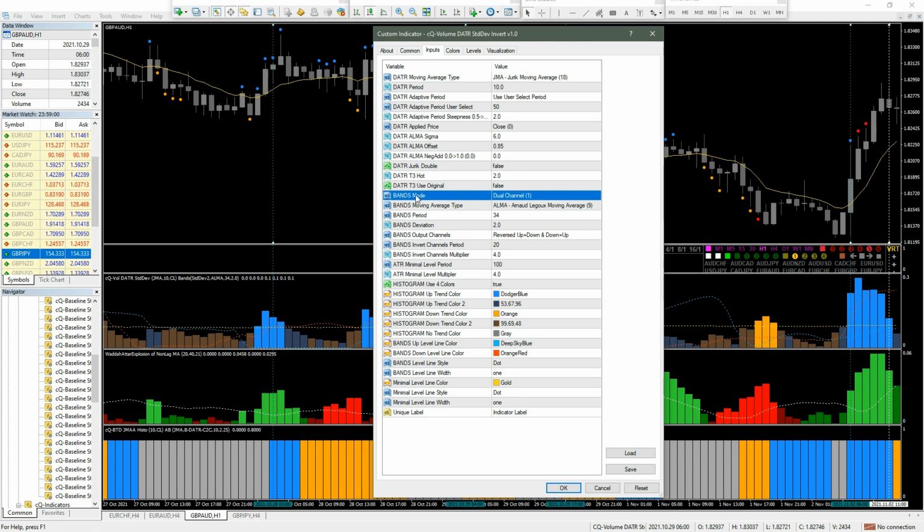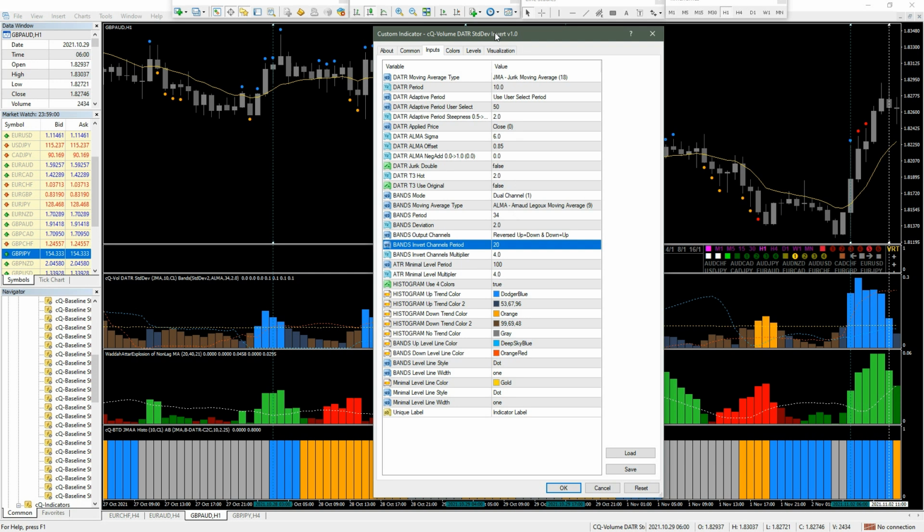Next we have the bands mode. I guess I should mention now, this used to have about 8 different modes in here, and depending on the mode, it would change what these parameters did. I think it just got too confusing, so that's how come this one is called the cQ-Volume DATR StdDev Inverted. That's what this multiplier does.